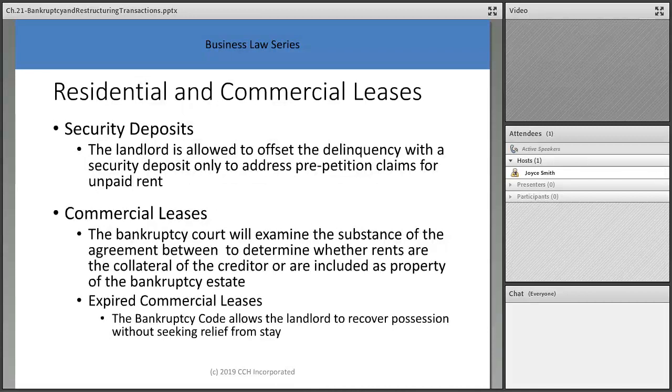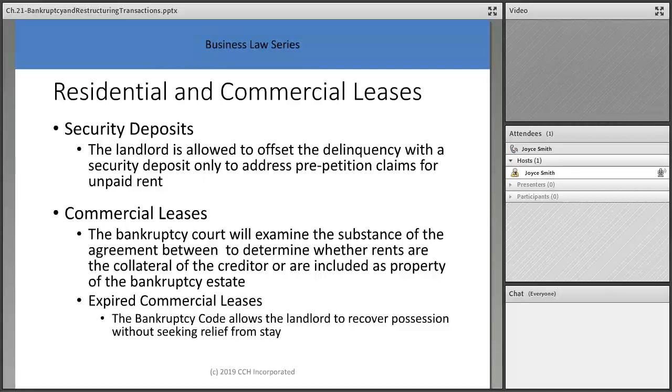So, residential and commercial leases. The landlord is allowed to offset delinquency with a security deposit only to address pre-petition claims for unpaid rent. So if my big tenants had any security deposit and I had unpaid rent, we could go ahead and use security deposits as applied against the unpaid rent. Most of my commercial leases don't have security deposits, by the way. We just don't do it a lot. We only do it with real small people we don't know, but for the most part, these big companies aren't paying security deposits.